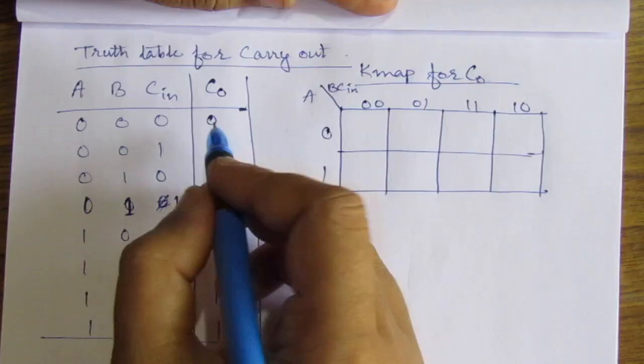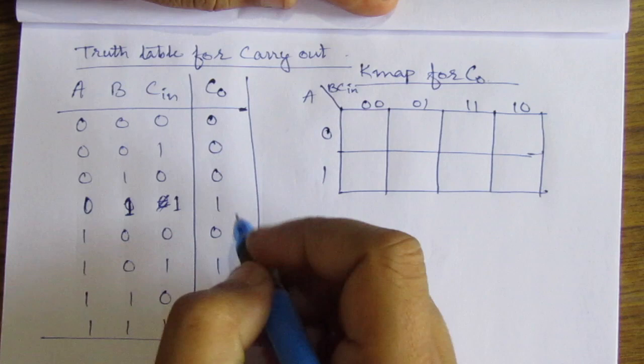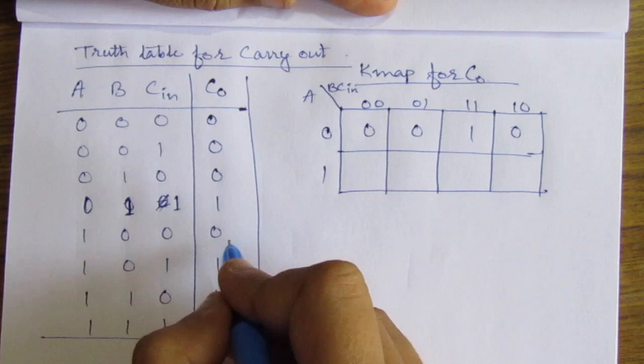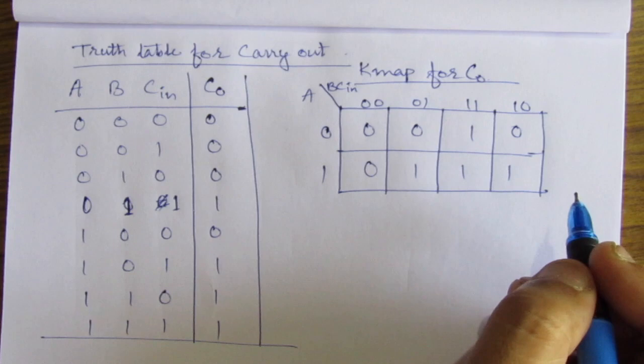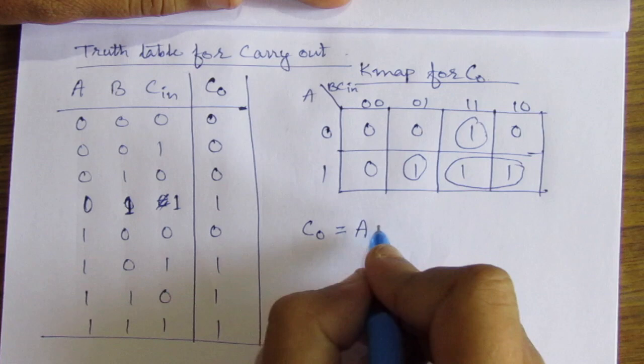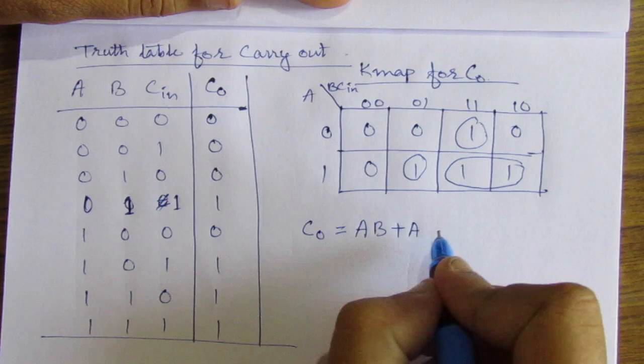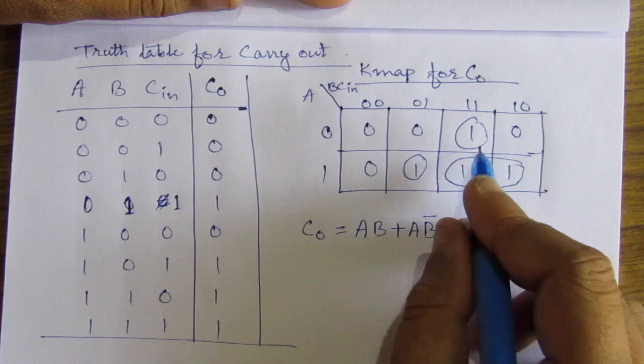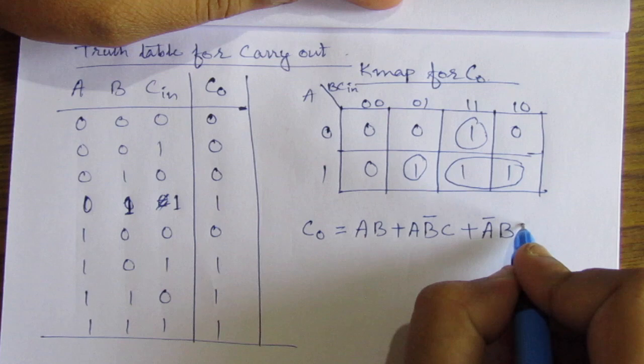So we have to put this carry out here: 0001 0001 0111 0111. So we will find an expression for C out equal to, for this term we get AB plus, for this term we get A B bar C plus, for this term we get A bar B C. C means here carry in, C in.